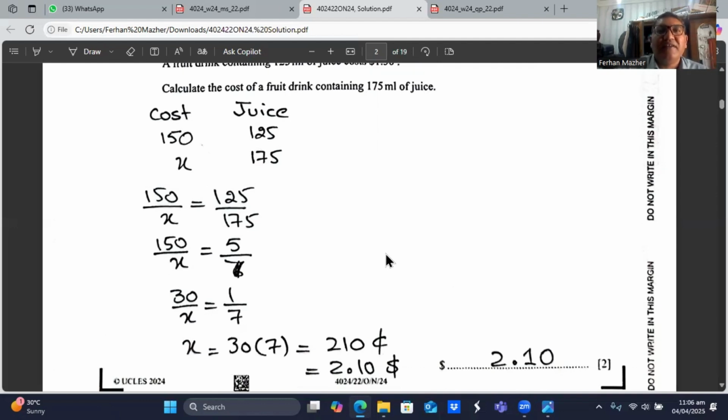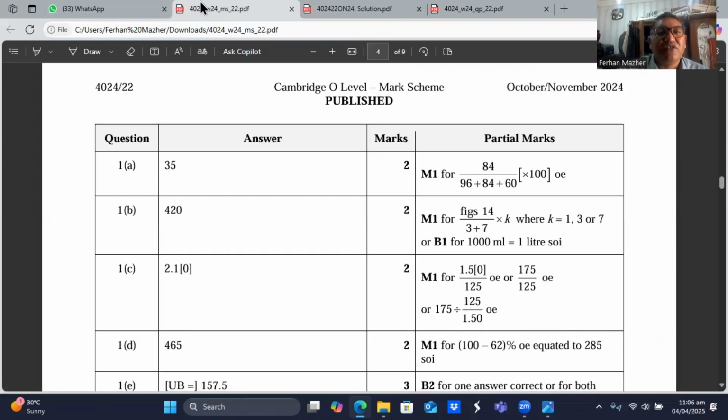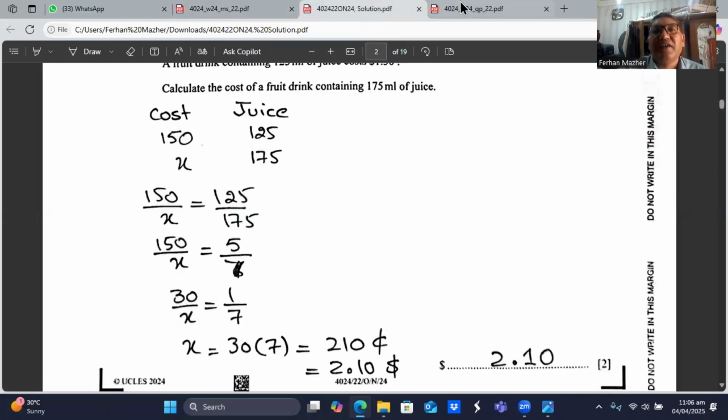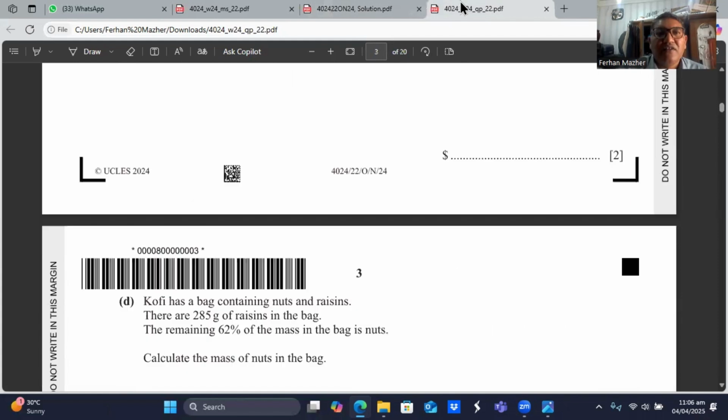$2.10 is the answer, sir. So here is the solution, $2.10. $2.10 is the right answer, sir. So this is how you do this, and this was question number 1, C part.